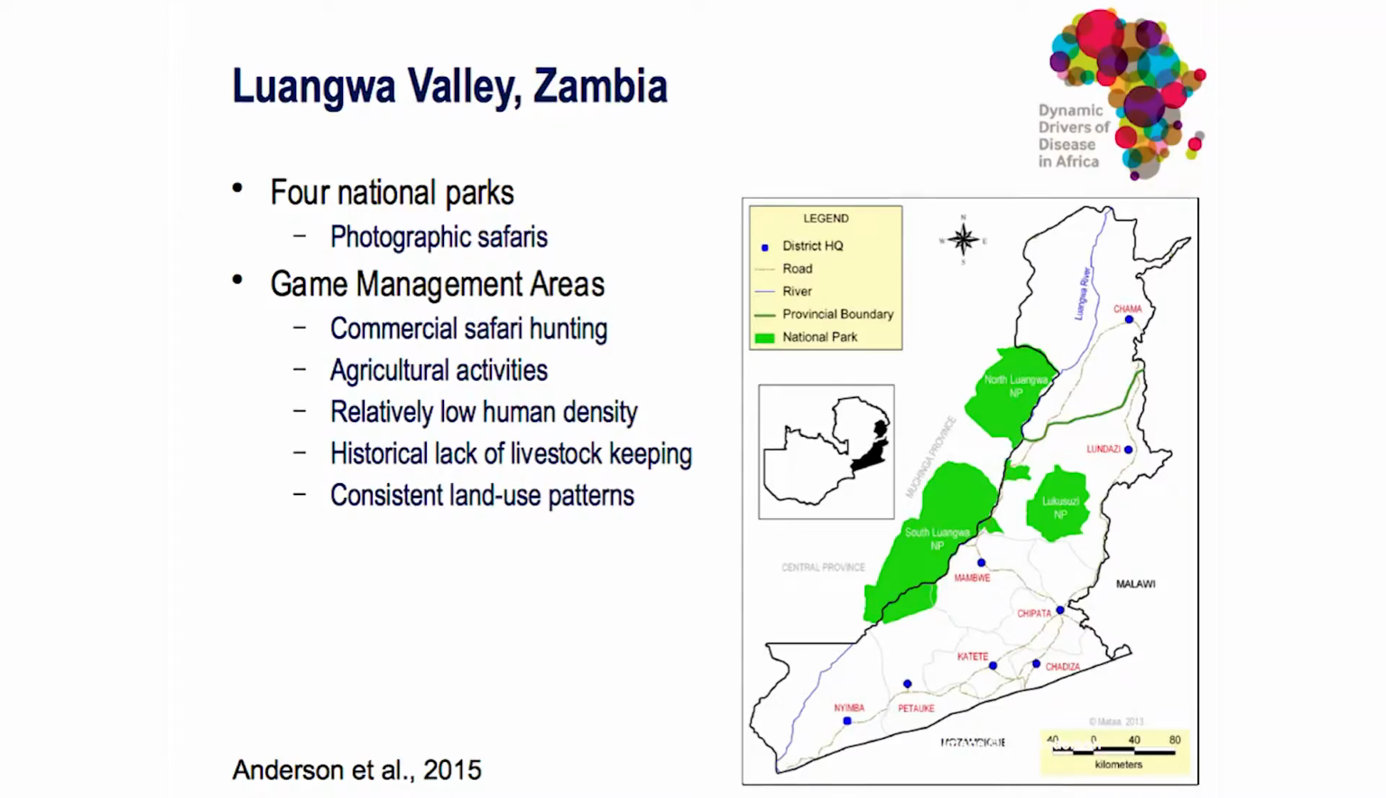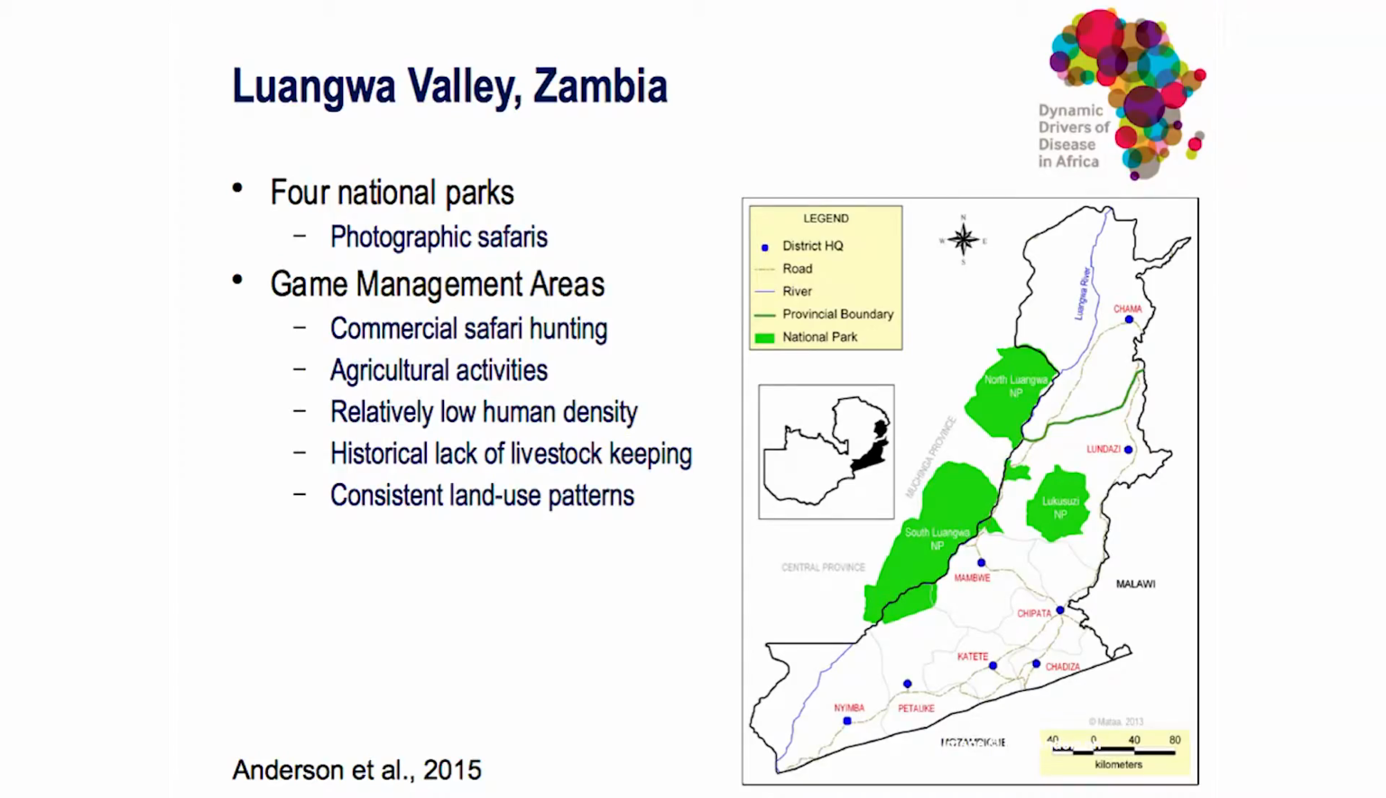The national parks are surrounded by game management areas which are multiple use areas, so commercial safari hunting provides a big input there, but also agricultural activities are allowed, and there's a relatively low human density compared to many parts of Africa. This is the status quo that I'm presenting here. Historically, there hasn't been livestock keeping in any substance throughout the Luangwa Valley, most likely because of the impact of tsetse and trypanosomiasis, but conditions also not always very easy for keeping livestock. And as a result of this relatively low human density, there's been fairly consistent land use patterns over the last century.